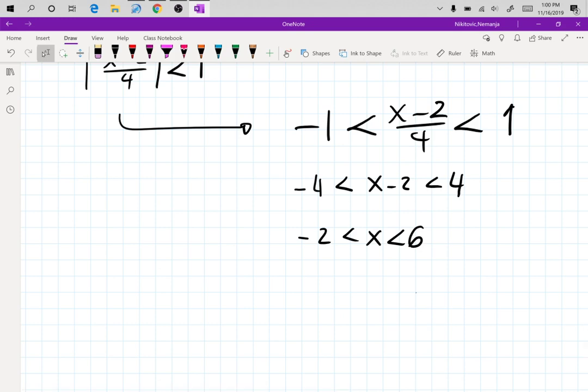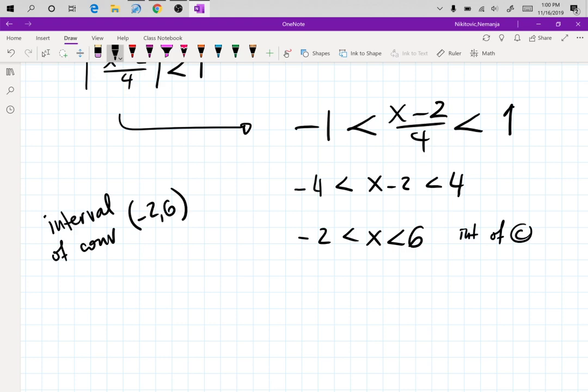What is your interval of convergence? Well, that one. Your interval of convergence is negative 2 to 6. That means if you pick any number between negative 2 and 6 for your x and replace the x in the power series with that number, then your power series will become a convergent geometric series. What's the radius here? 4.